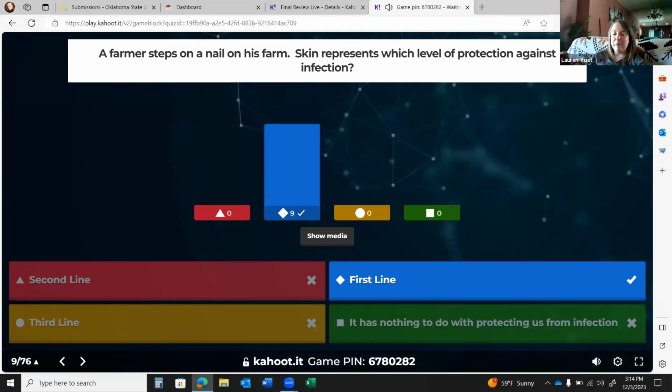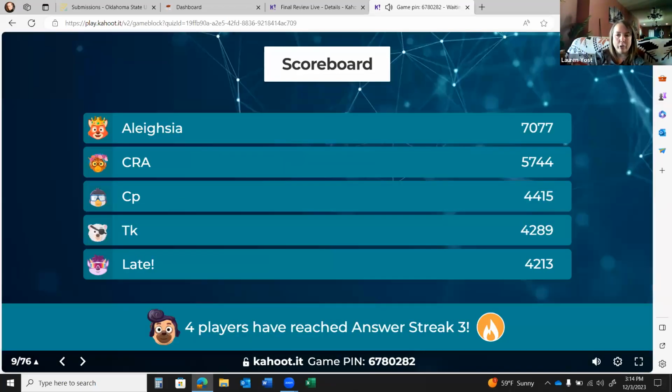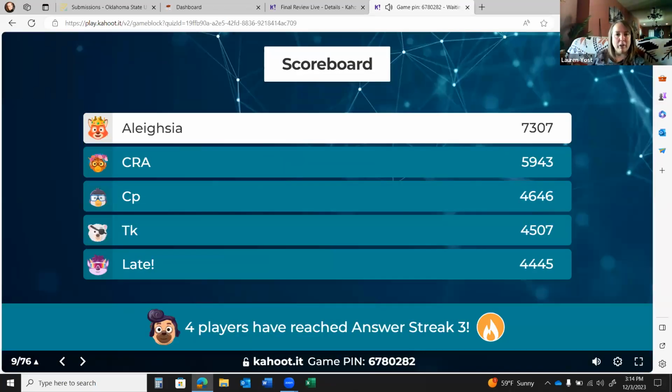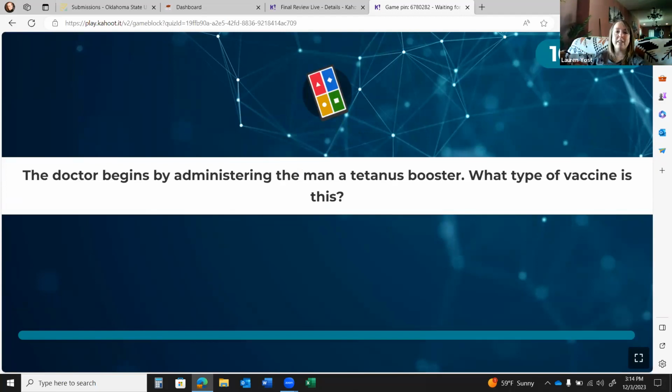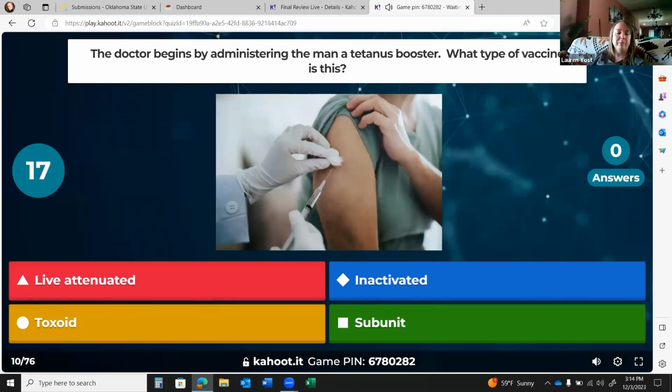Good job. This was originally supposed to be a series of linked together questions, but some of these I'm not testing you over anything related to it, so it doesn't link quite as well, but we'll get to it. All right, so the doctor that the farmer went to begins by administering him a tetanus booster. What type of vaccine is a tetanus booster?